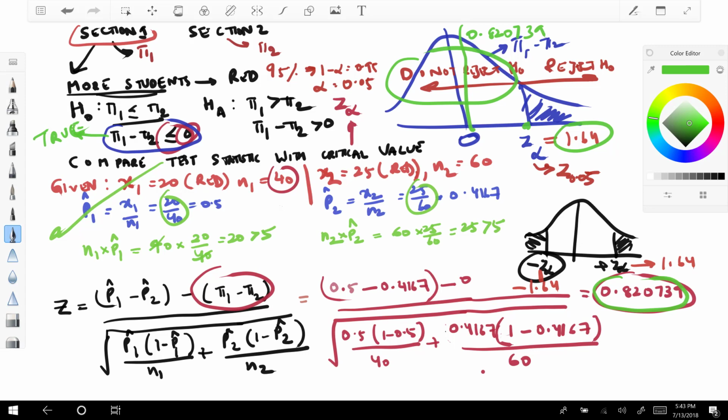That means my claim that more students in section 1 like the color red is a wrong claim. I don't have sufficient evidence to claim that more students like the color red. So that is hypothesis testing. This is not true, I don't have any evidence.